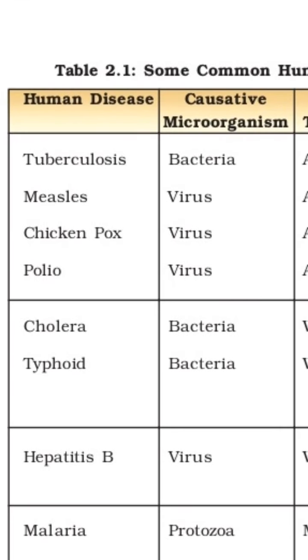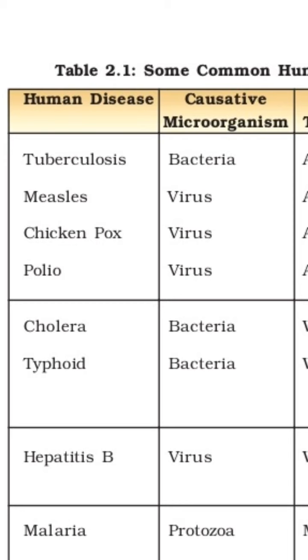In the first column, human diseases are given. In the second column, the causative microorganism, which microorganism is causative for that, like bacteria, virus, fungus, protozoa. Then the mode of transmission, by which mode it will be transferred: from air, from water, from food, or from personal or physical contact. And lastly, the preventive measures, how we can prevent this human disease. In this way, this table is most important.